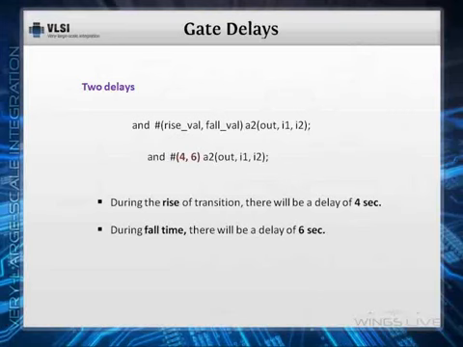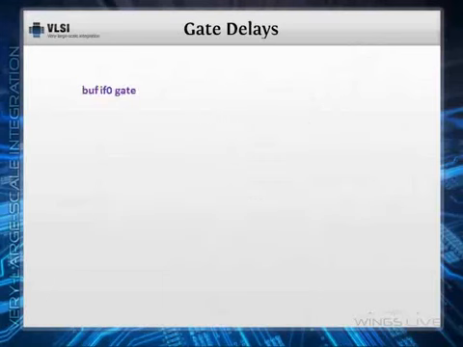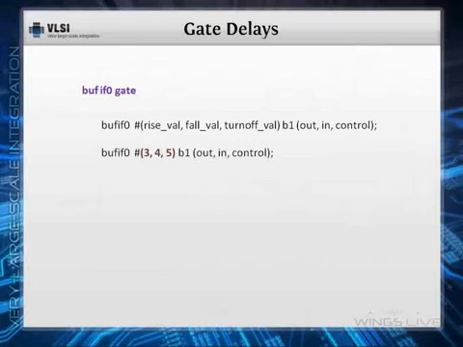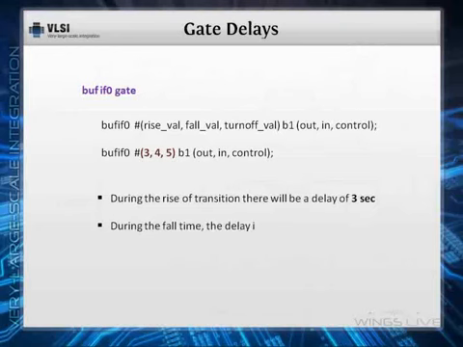Now we shall use all the three delays in a bufif0 gate. The declaration looks like this. Here we have all three delays. Let's specify the delays as 3, 4, and 5. So, during the rise of transition, there'll be a delay of 3 seconds. During the fall time, the delay is 4. And during the turn-off, the delay is 5.